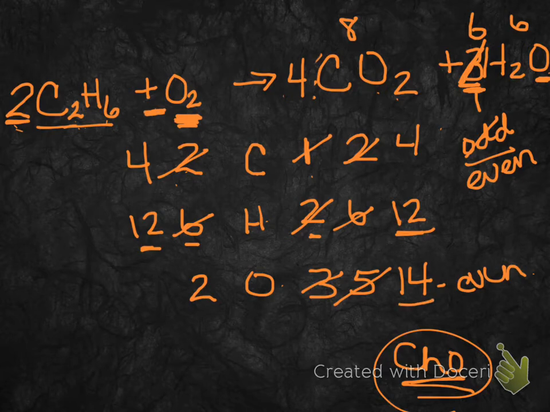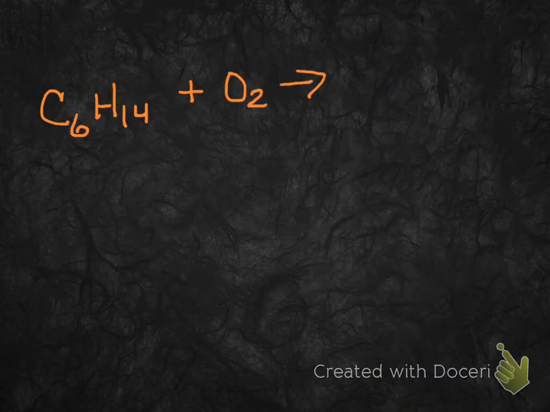What coefficient do I need? I need a 7 in front there. That gives me a balanced chemical equation. Okay, 2C2H6 plus 7O2 yields 4CO2 and 6H2O. Okay, let's do another one of these.